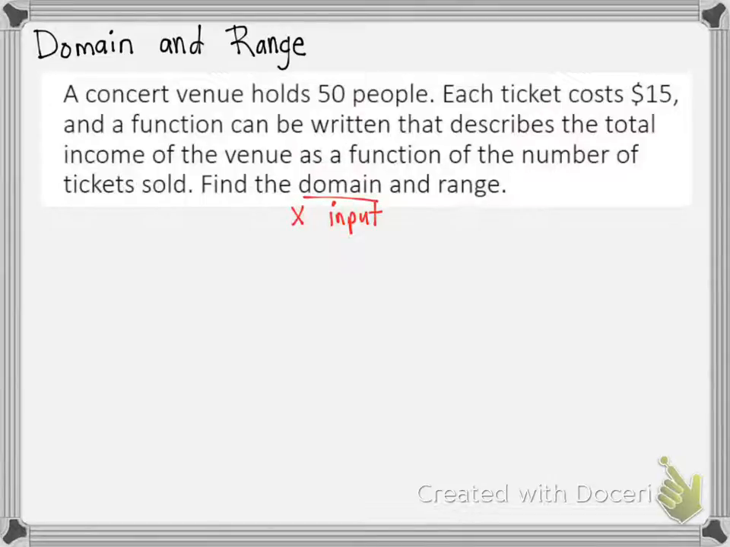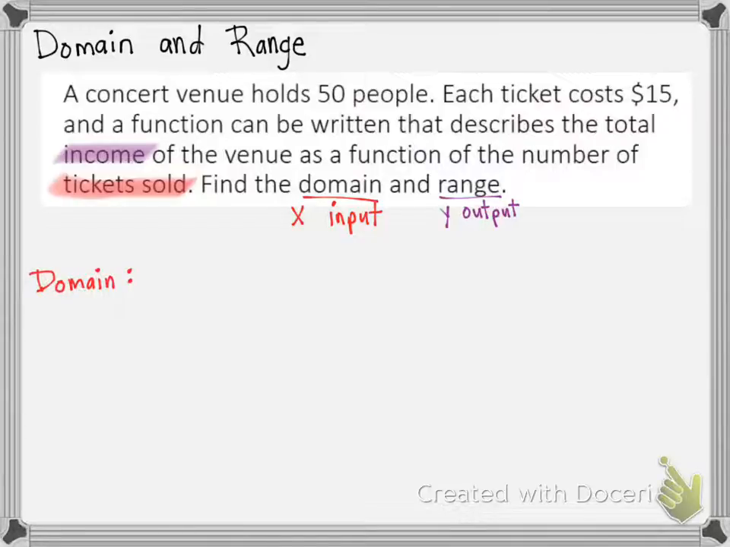Remember, the domain is the input values, or x values, and the range is the output, or y values. In this case, what we input is how many tickets we sell, and the output, or outcome, is how much money we make, the income. In this case, the domain is how many tickets we sell, and the range is the possible income.